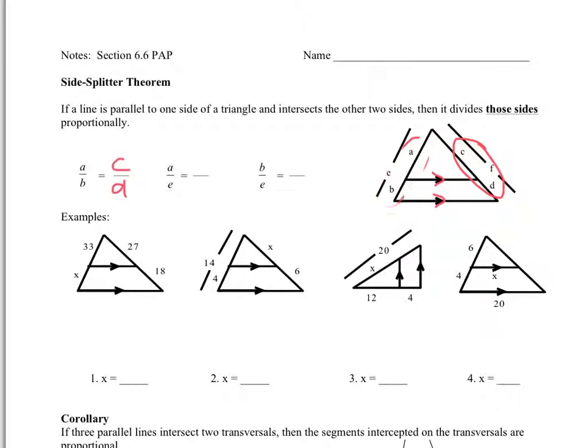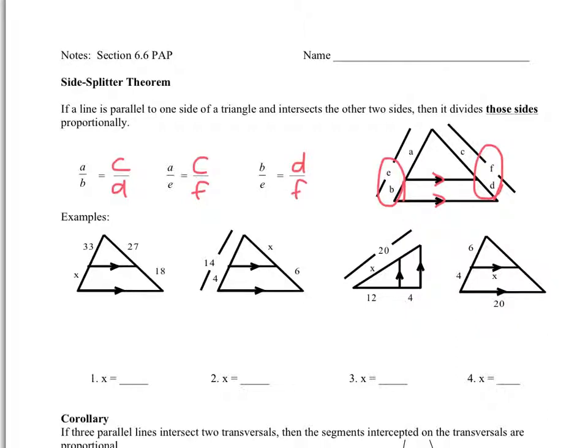So let me erase that. And then if we are given A and E, so if we're given the top and the length of the whole side, we can set that equal to the top and the length of the whole side on the other side of our triangle. So it'll be C over F. And then the last one, if we're given B and E, then that is the bottom and the whole side. And so we can set that equal to D over F because that's the bottom and the whole side.